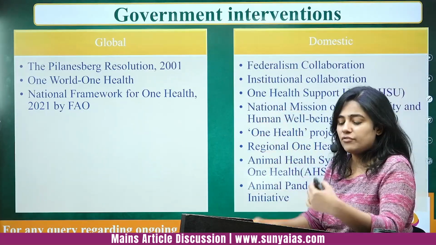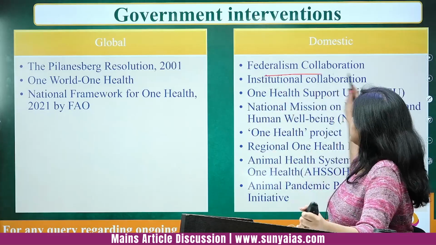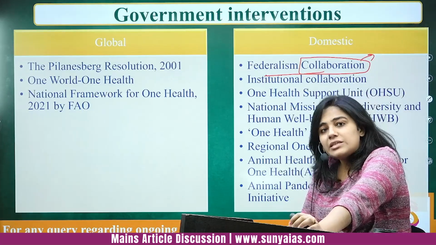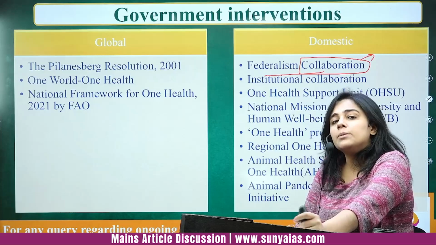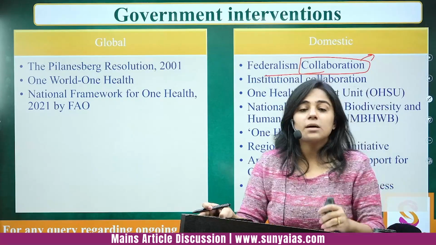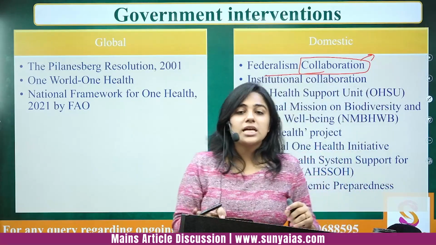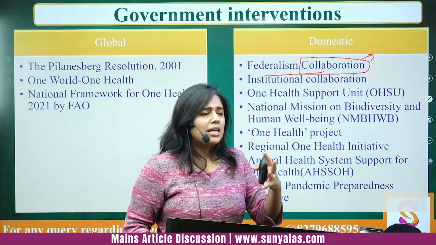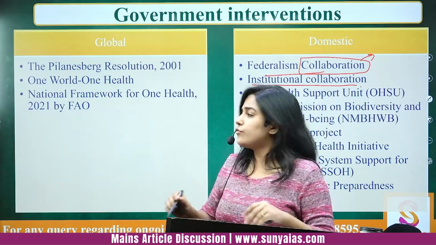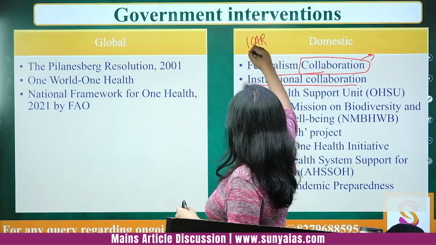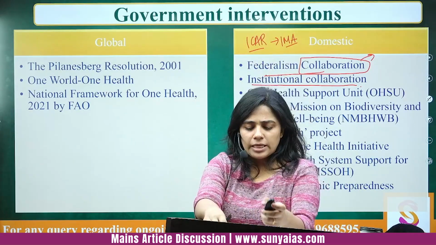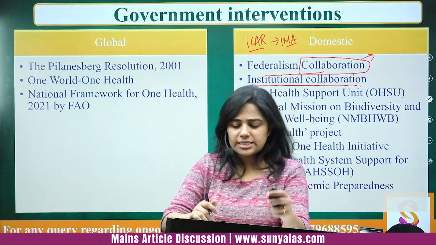Then domestically, there are various aspects that have been done. For example, collaboration between the center and states is seen. Whichever state, for example, I told you that in Kerala we see Nipah virus. So the center will give funds for the Nipah virus aspect of it. Then in some states we see avian influenza, जैसे राजस्थान में दिख जाता है avian influenza. So these kinds of things. Institutional collaboration is also seen. For example, ICAR would be collaborating with the Indian Medical Association, IMA. These kinds of collaborations are seen.